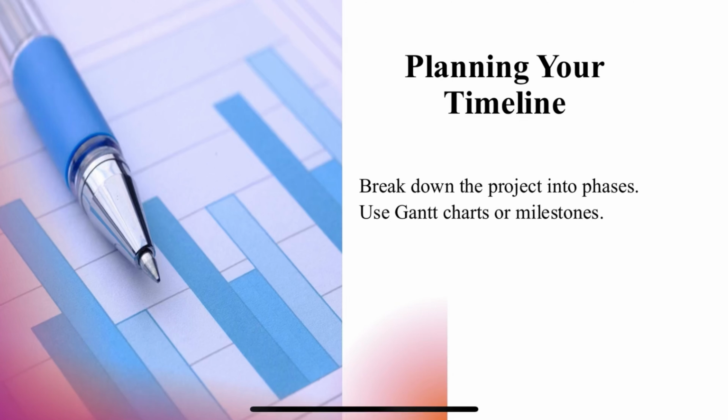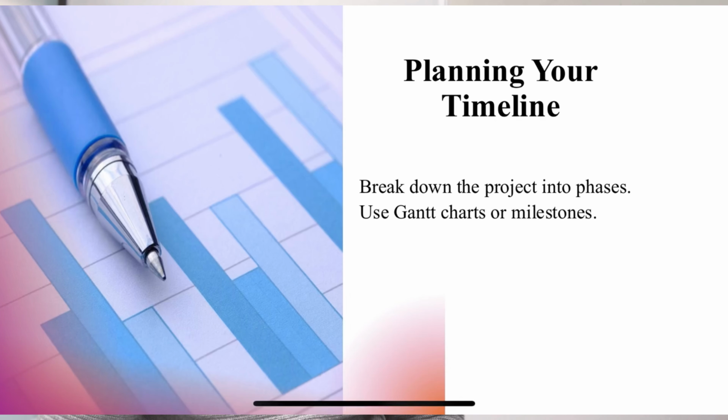Once this is done, then you have to plan your timeline. Some of them ask, when you send your research proposal, what the time frame of all this research is. So make sure you break down the project into phases, and using Gantt charts or milestones, just show what kind of timeline you are assuming, that following this timeline, you can finish your project.